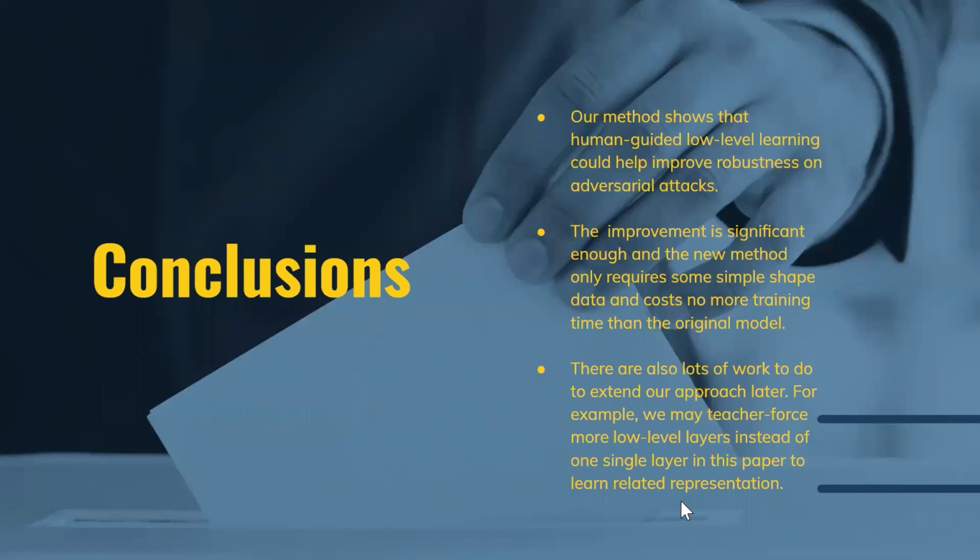Lastly, conclusions. Our method shows that human-guided lower-level learning could really help in improving robustness against FGSM adversarial attacks. The improvement is significant enough, and the new method only requires a simple SHIP dataset and costs little more training time. Looking forward, we could extend our work in many ways. For example, we may teacher force more low-level layers instead of one single layer.